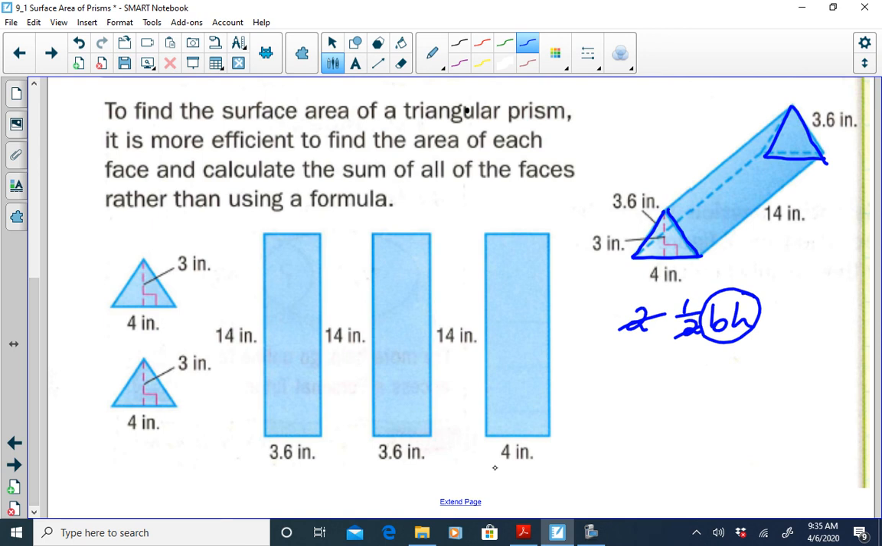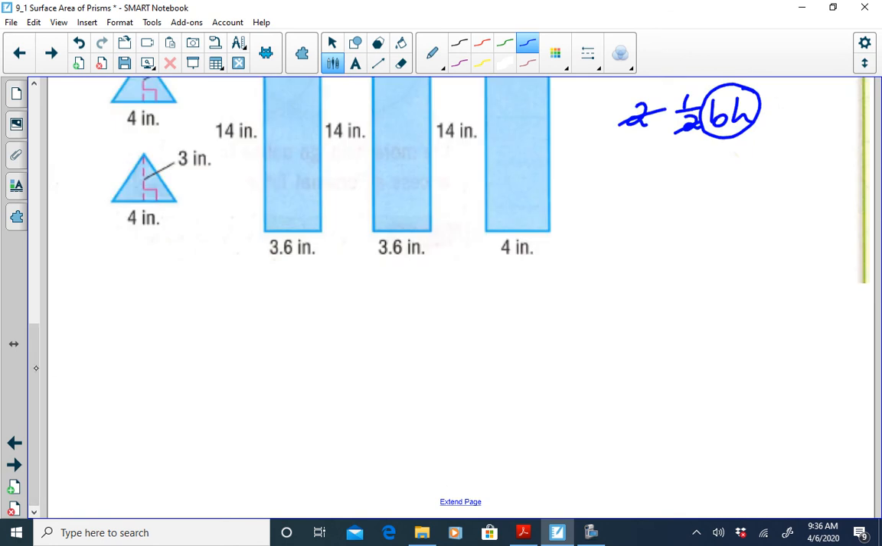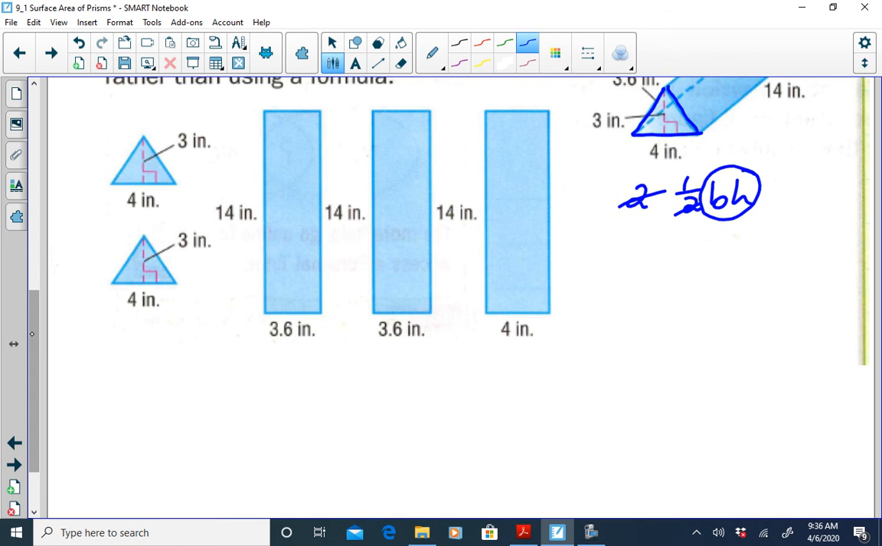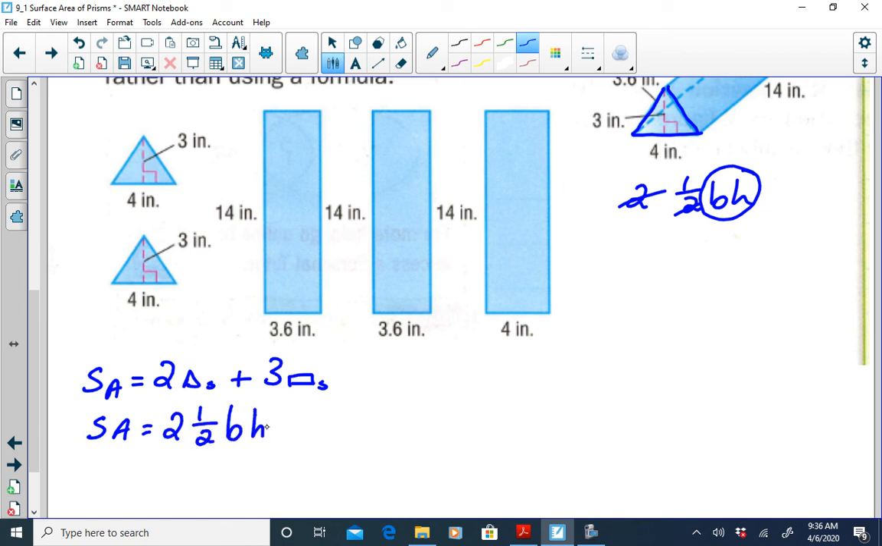All right, so let's see what that's going to look like. Let's give ourselves some room here so we could see all these triangles. I like for you guys to write it out this way. Surface area is going to be equal to 2 triangles plus 3 rectangles. Okay, so 2 triangles plus 3 rectangles. Your surface area is going to be equal to, we have 2 times 1/2 base times height.